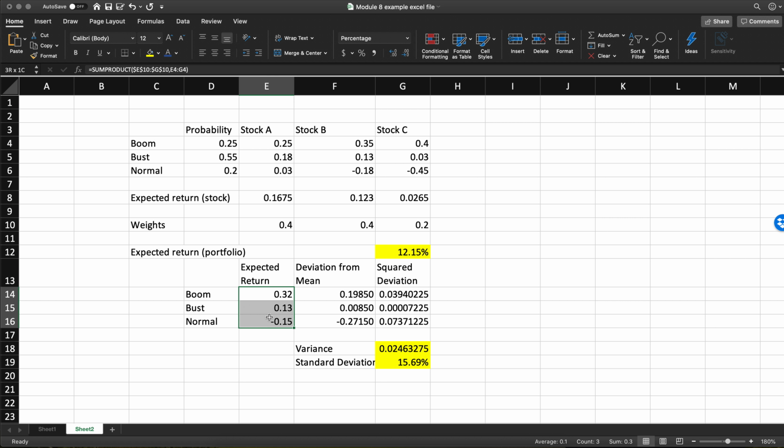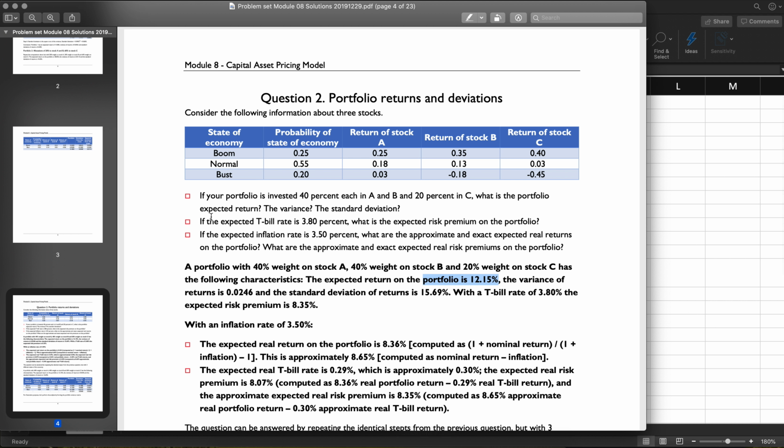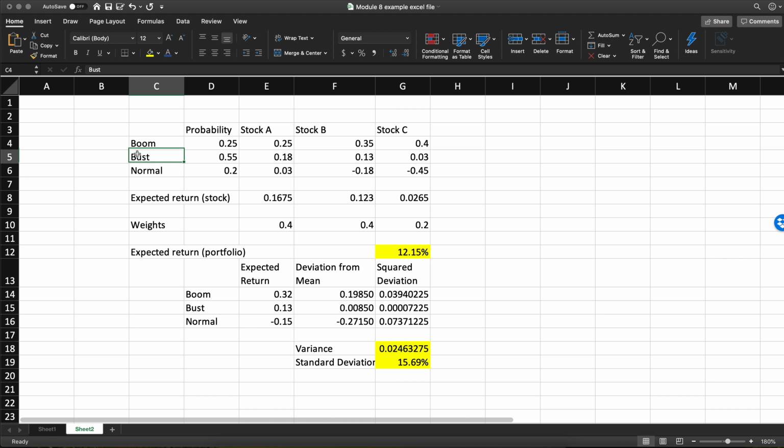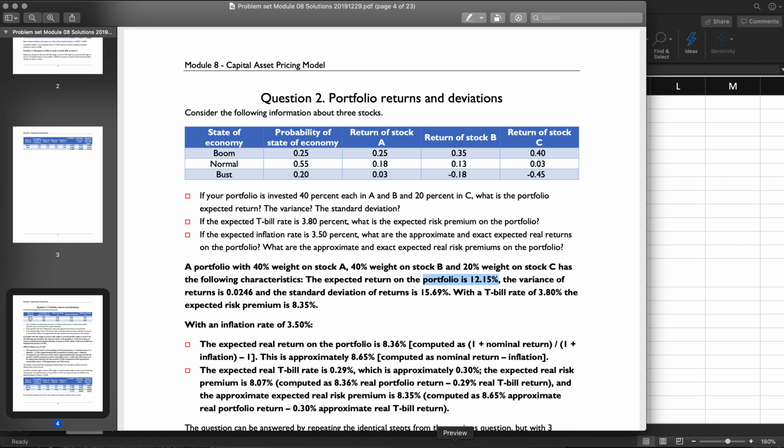And we can kind of see this. The variance in normal times we get a minus. Oh, I'm sorry, I got this backwards. Let's make sure. Boom, normal, and bust. Sorry. There we go. 15.9%. So in a bust we get minus 15, and in a boom we get plus 32. So it makes sense that the deviation from that is about 16%. So we get those numbers, and let's answer the last 2 parts of the question.